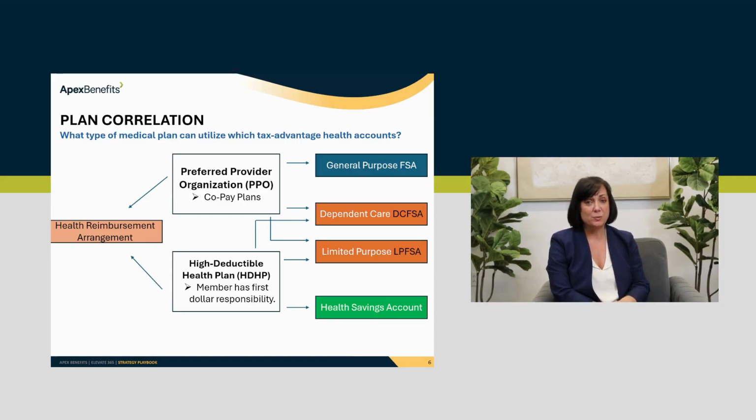For the high deductible health plans, you can also have access to dependent care FSA or the limited purpose FSA and contribute to a health savings account. And again, an employer may decide that they want to put in a health reimbursement arrangement, and that can also be utilized with a high deductible health plan.